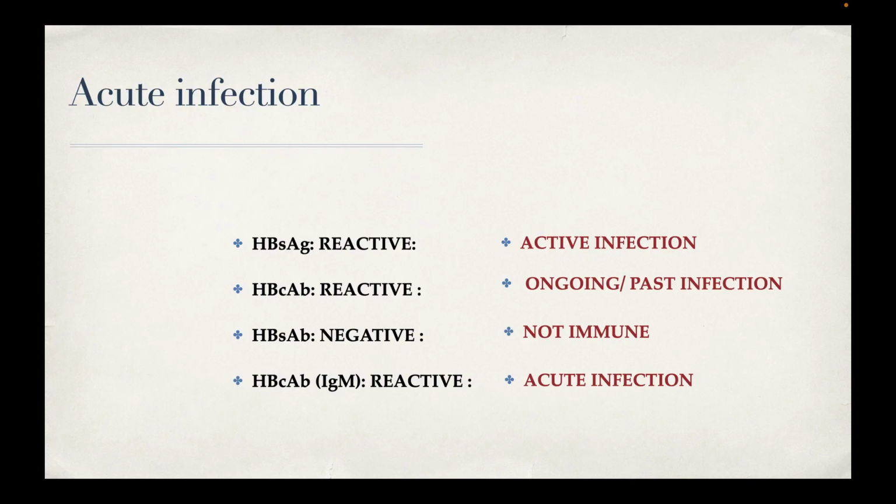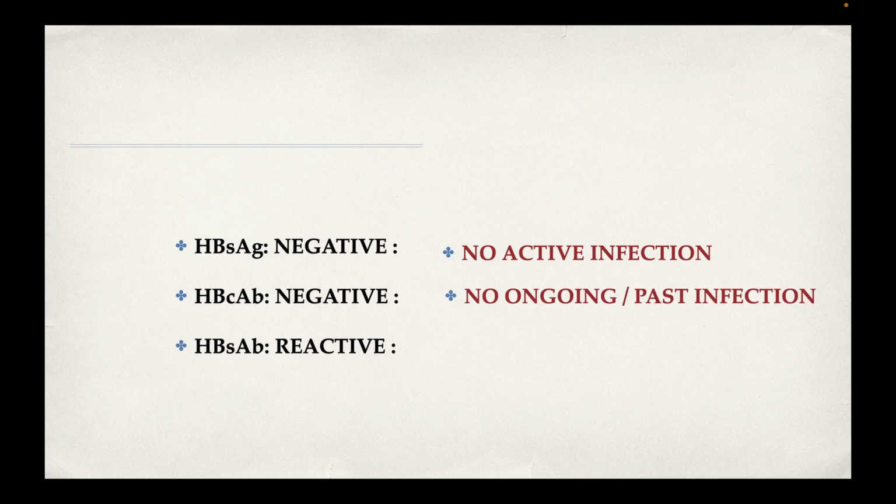Now, with the subsequent ones, I want you to pause it and try your hands at it before we explain. And so in the next patient, he presents with hepatitis B surface antigen negative, hepatitis B core antibody negative, and hepatitis B surface antibody positive. Now, once the hepatitis B surface antigen is negative, it tells us that this patient is not having any active infectious process going on. The patient also does not have any hepatitis B core antibody, and so the patient is not having any past infection or an ongoing infection.